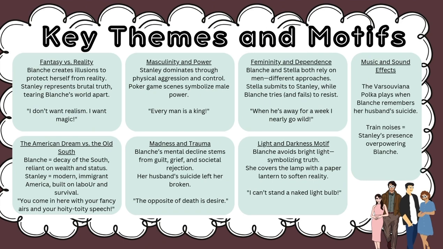Our next one is lightness and darkness, and this is a motif. Blanche avoids bright light, symbolizing truth. She covers the lamp with a paper lantern to soften reality. She says, "I can't stand a naked light bulb."